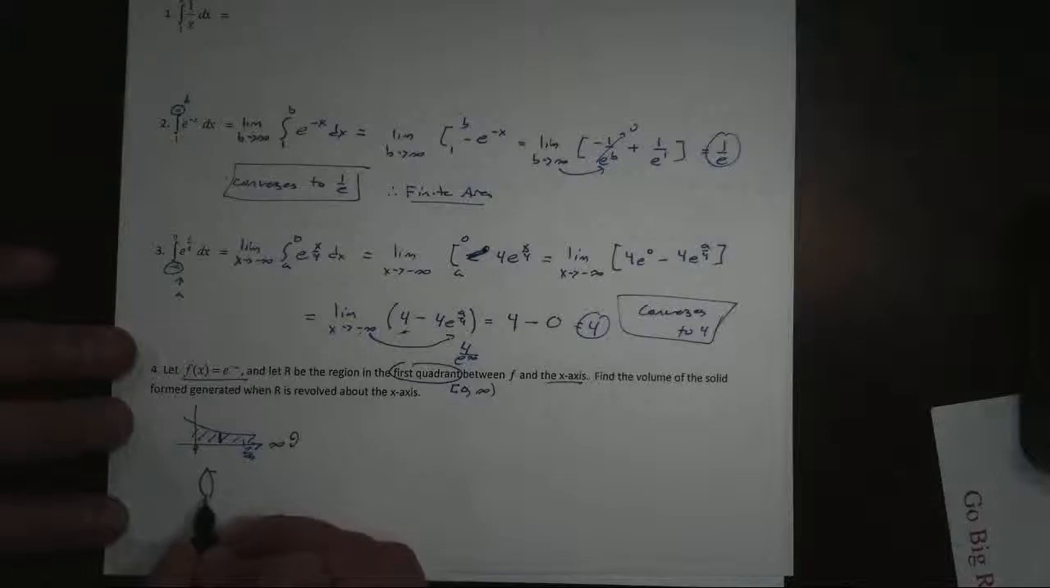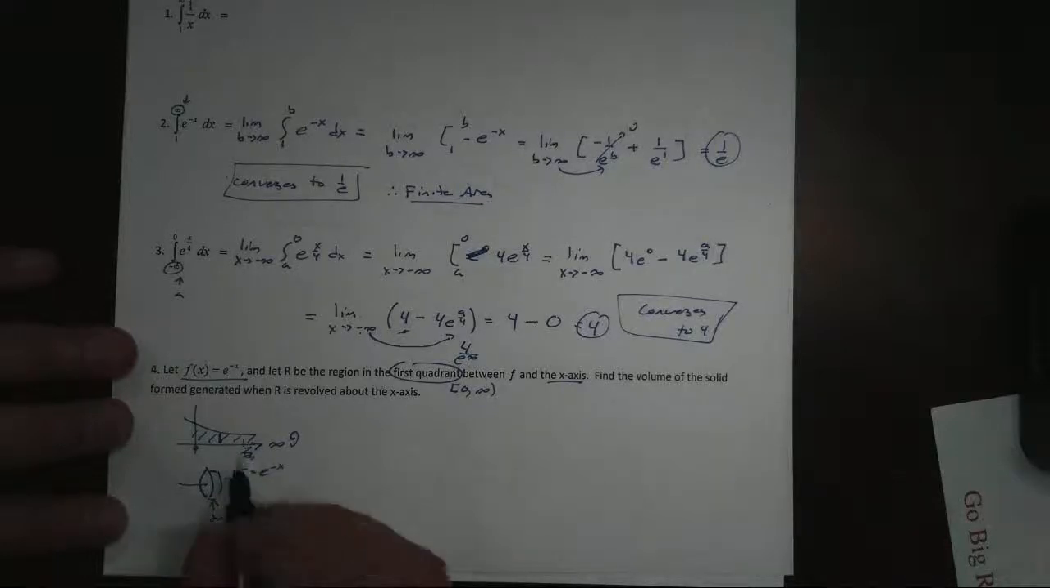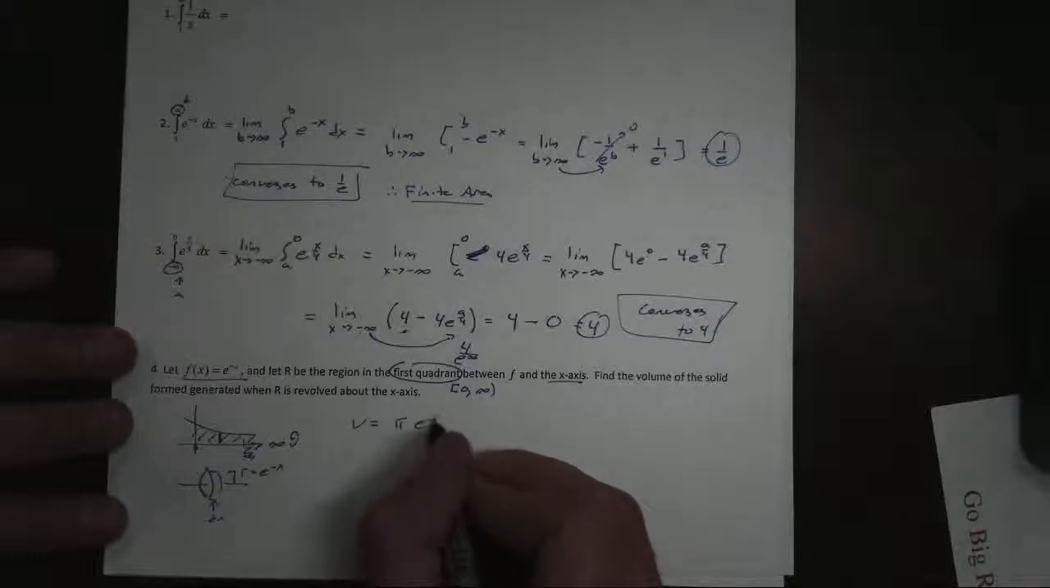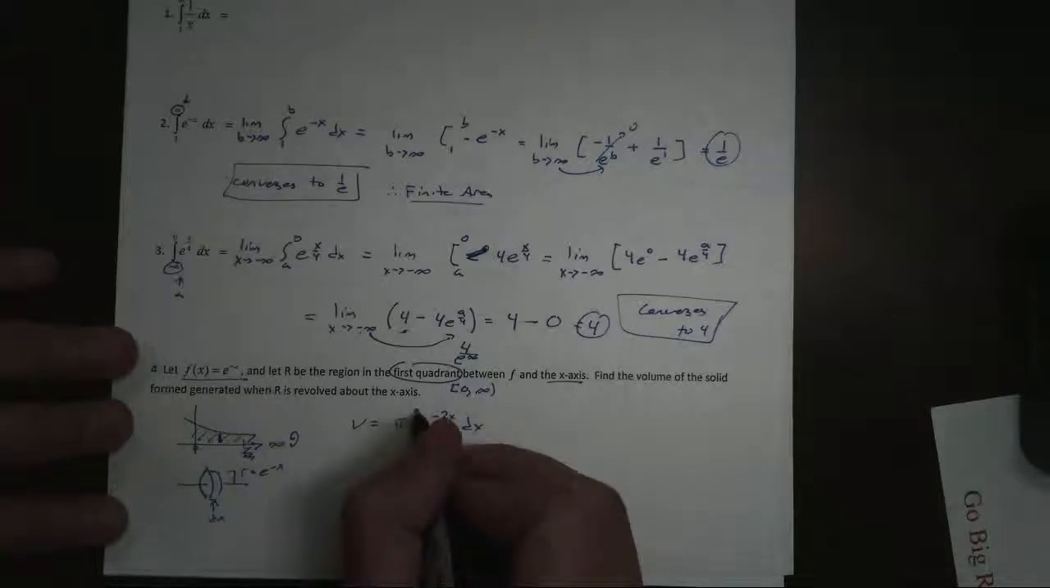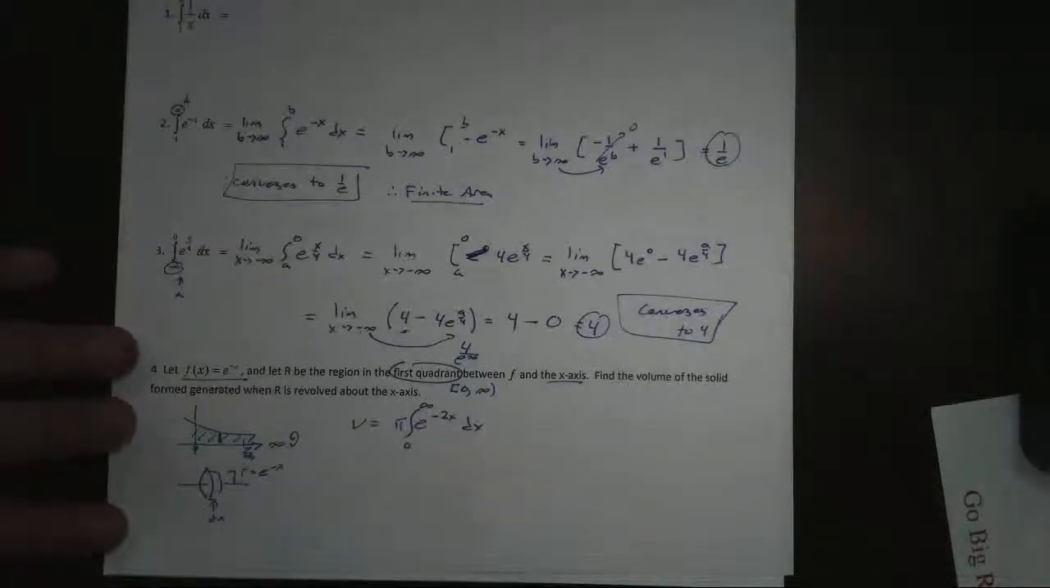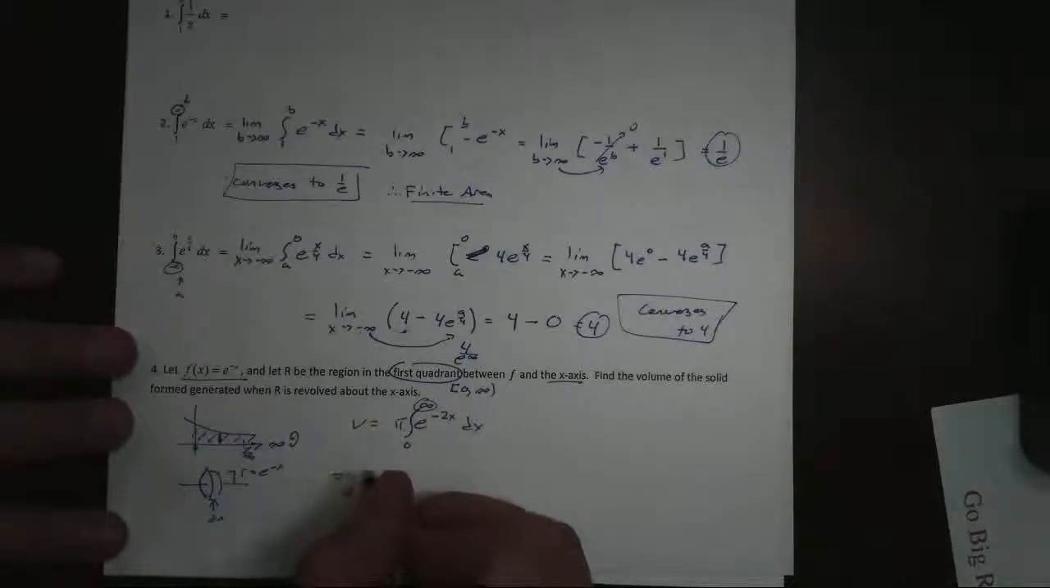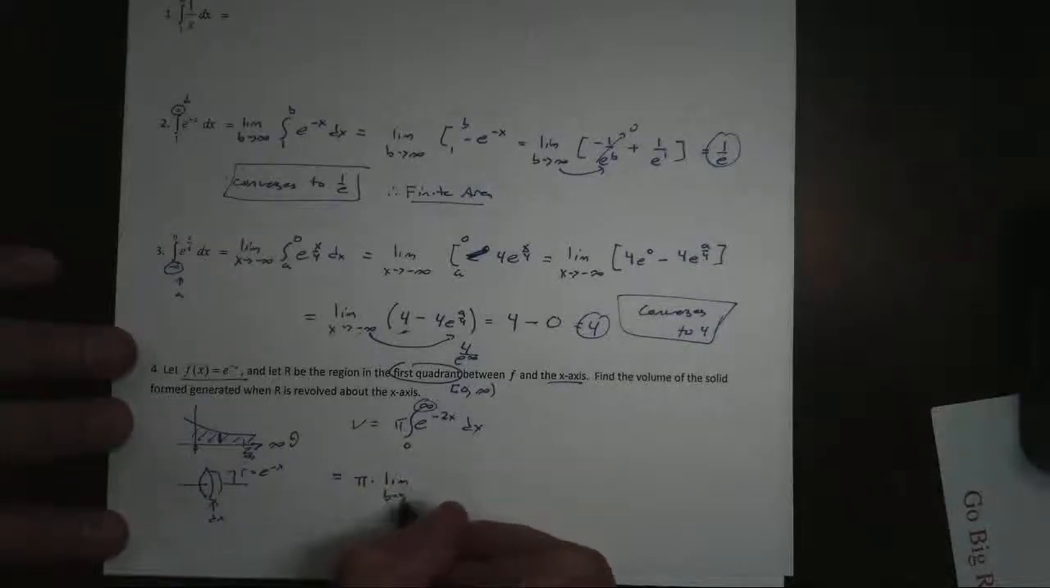And we're going to use our disk. It doesn't take long to set up your disk. Look at this. E to the negative x. Find the volume of my disk. It's pi times e to the negative 2x, I've got to square it, dx. And I'm going to integrate that from 0 to infinity. It's improper because of the infinity, so I'm going to rewrite this. Take the pi to the outside. I'm going to write this as the limit as b goes to infinity.